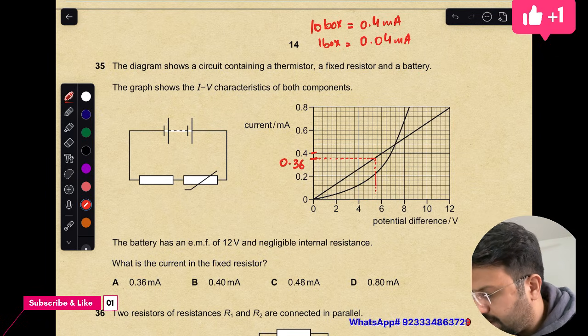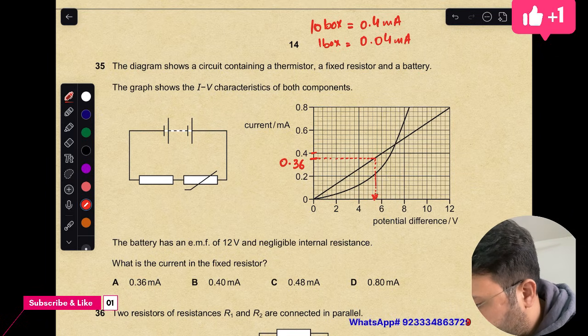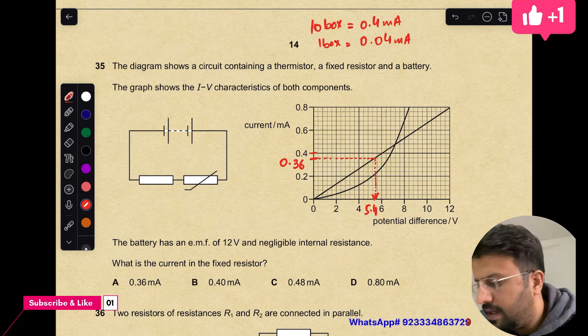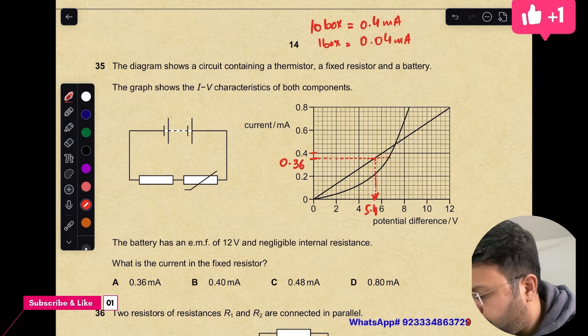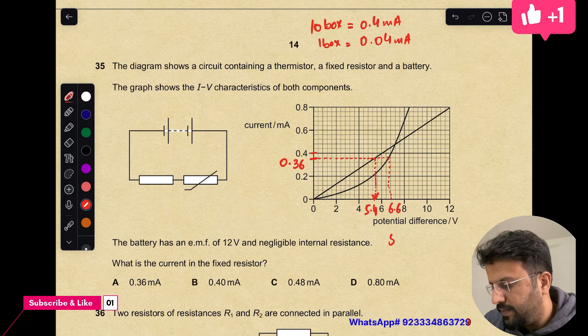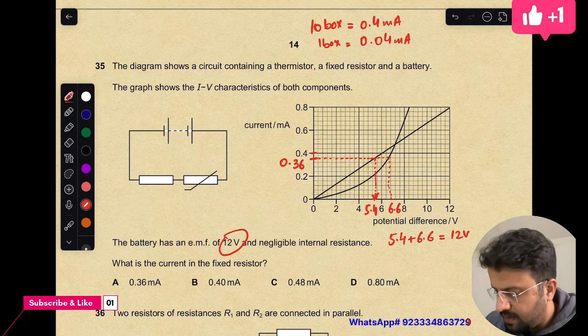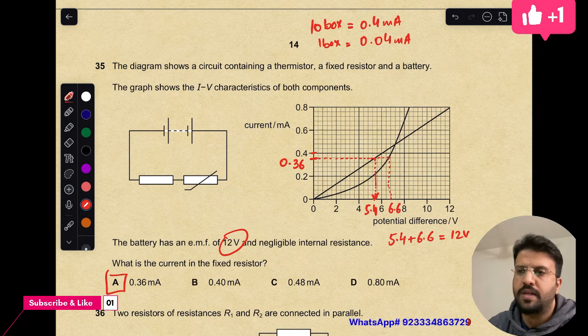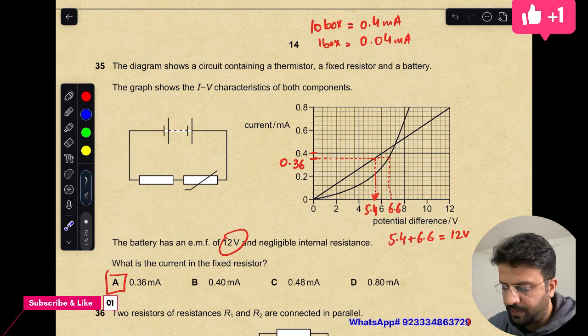So I have to look at the voltage here at this point. This is for the fixed resistor. This voltage is 5.4, and at this point this voltage is 6.6. So 5.4 plus 6.6 will give me 12 volts. Perfect. This was the given condition, so this is the right option.